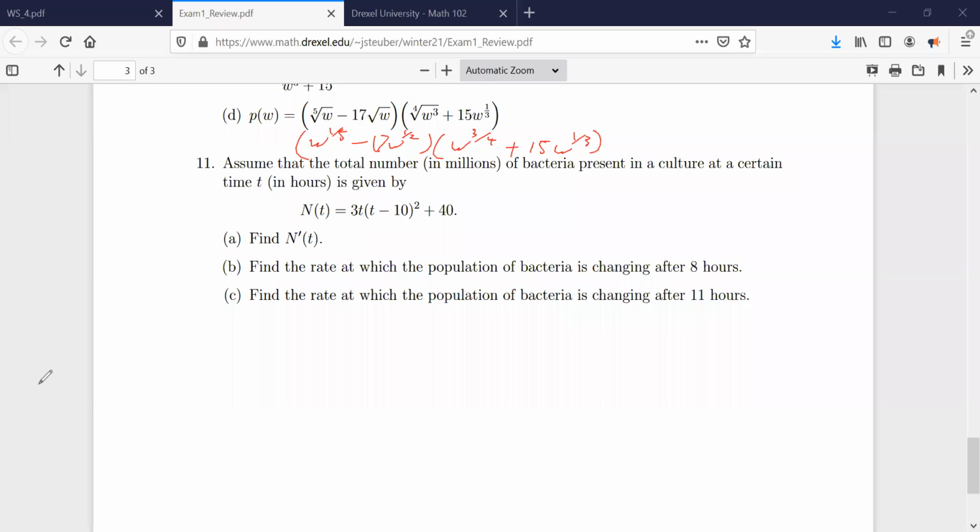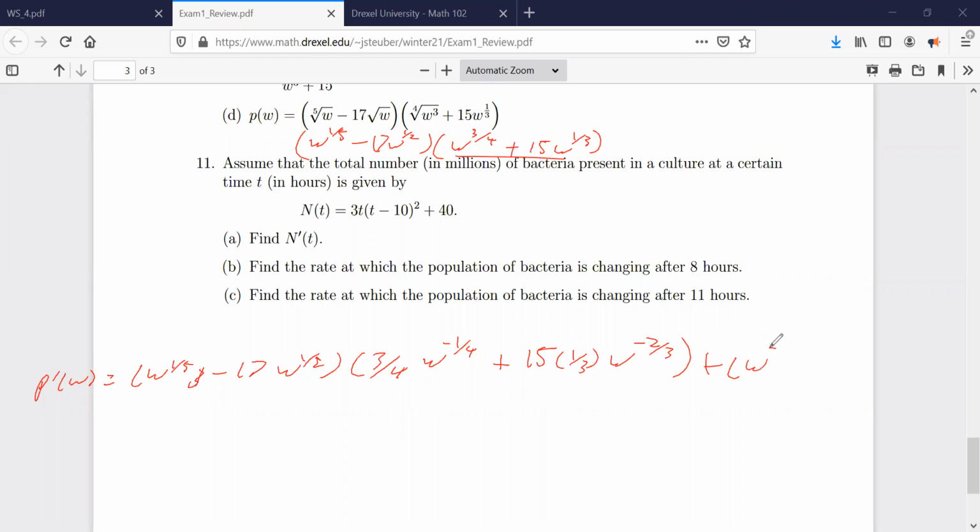So first times the derivative of the second, b prime of w. First times the derivative of the second, so that's w to the 1/5 minus 17 w to the 1/2, all times this guy becomes 3/4 w to the negative 1/4 plus 15 times 1/3 w to the negative 2/3, and then plus the second times the derivative of the first, so that's w to the 3/4 plus 15 w to the 1/3 times the derivative of this guy, so that's 1/5 w to the negative 4/5 minus 17/2 w to the negative 1/2.